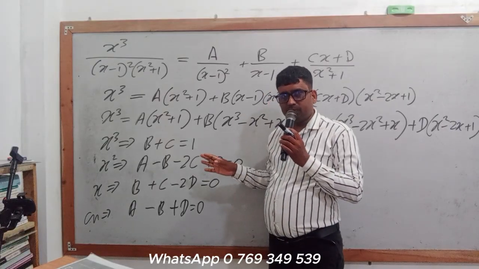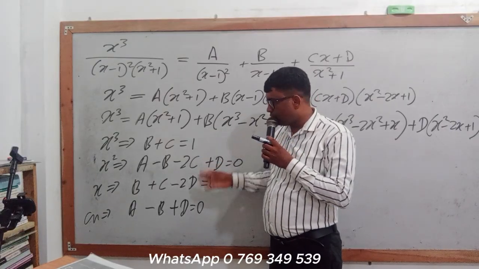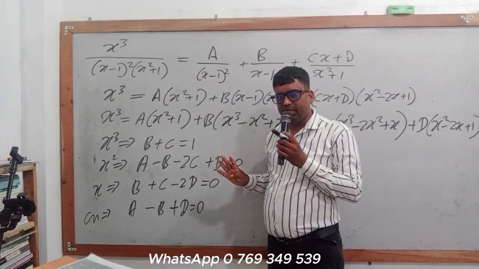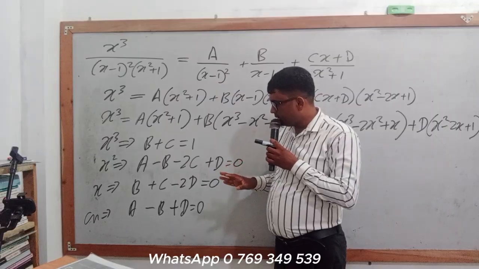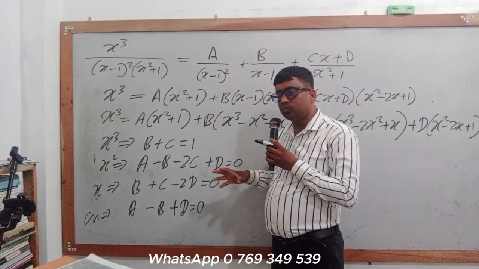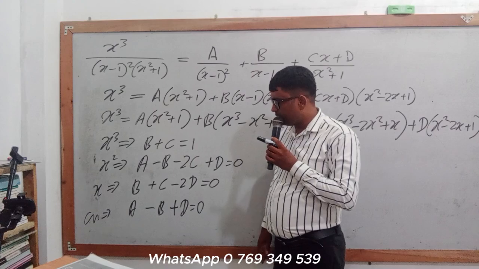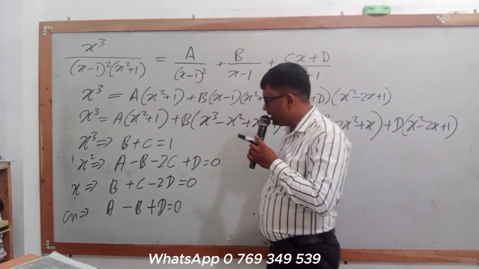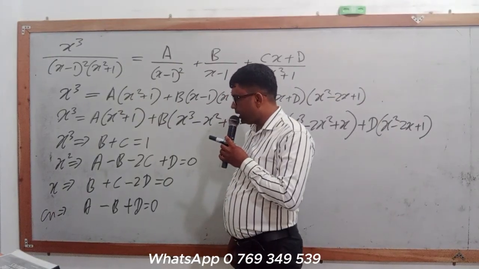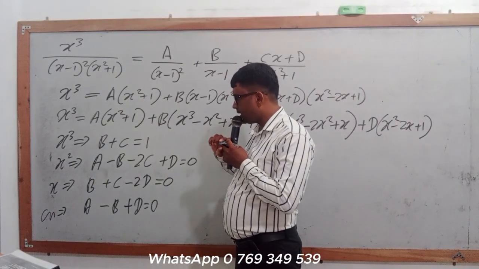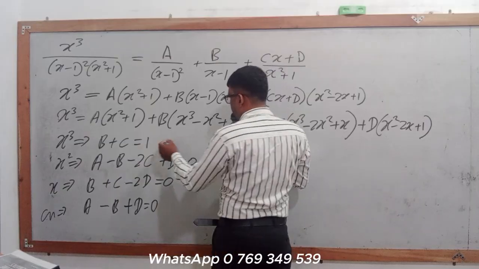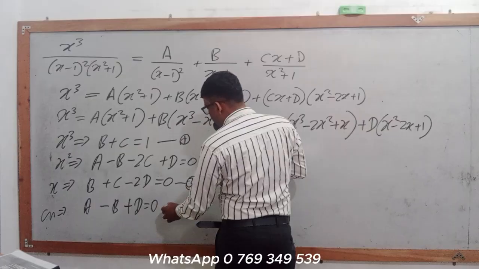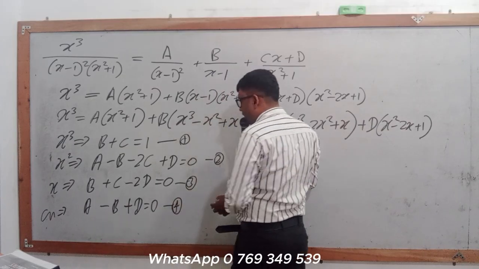Four simultaneous equations, right? Then we have to solve these. We have four unknowns and four simultaneous equations. Step by step we can remove part by part, and we can easily remove A, right? This is the one, this is the two, this is the three, and this is the four, like that, right?